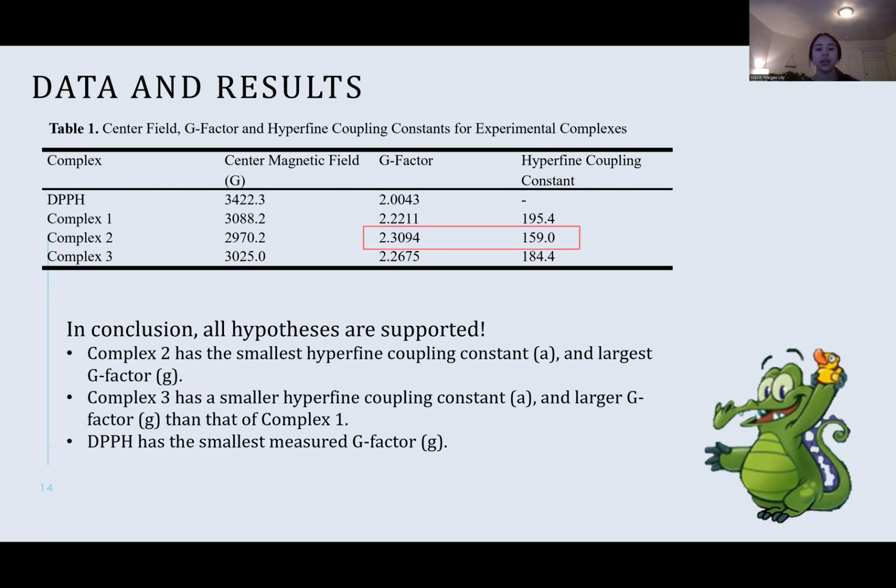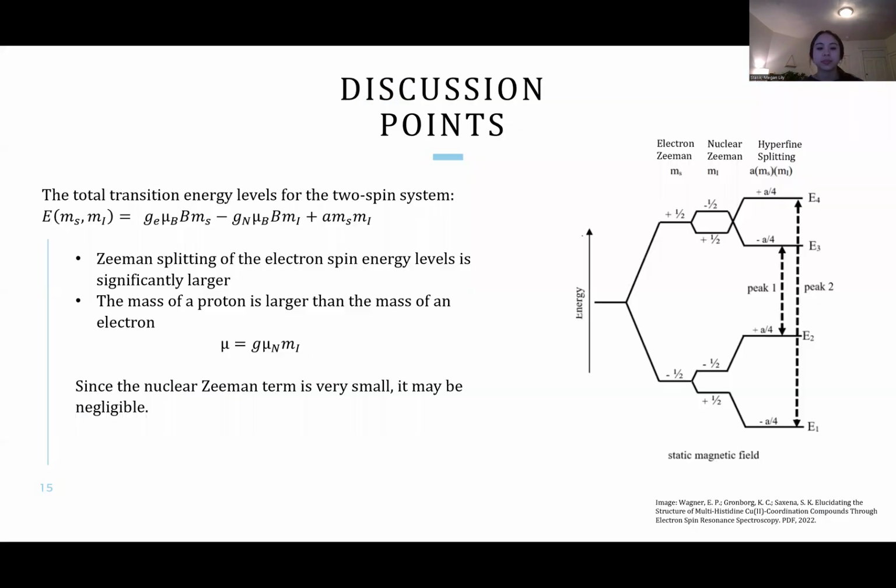So complex 2 has the smallest hyperfine coupling constant and the largest G factor because of its more electronegative ligands. And complex 3 seems to have a smaller hyperfine coupling constant and a larger G factor than that of complex 1 because it has ligands with less hybridization. And lastly, DPPH has the smallest measured G factor.